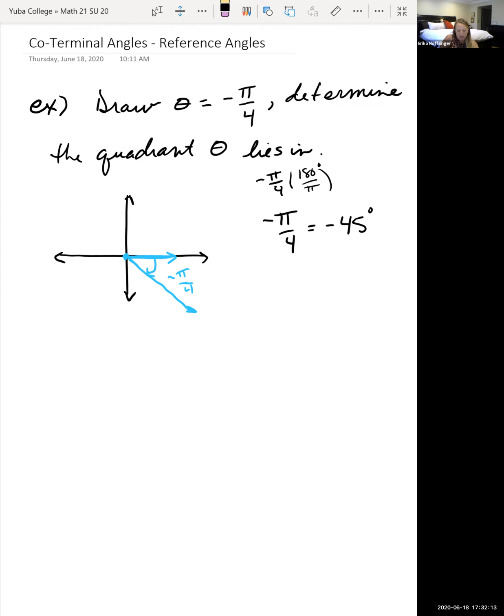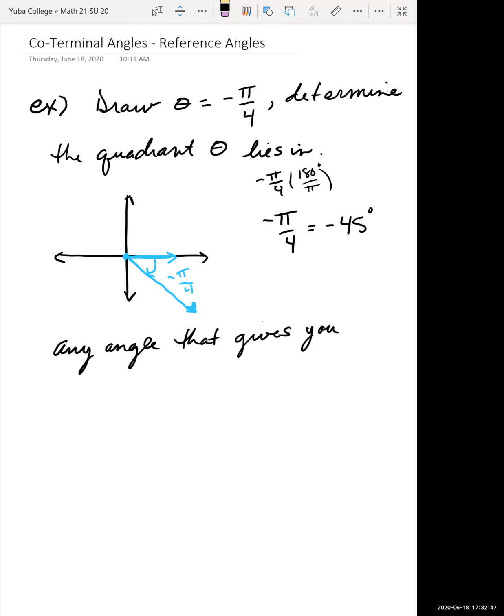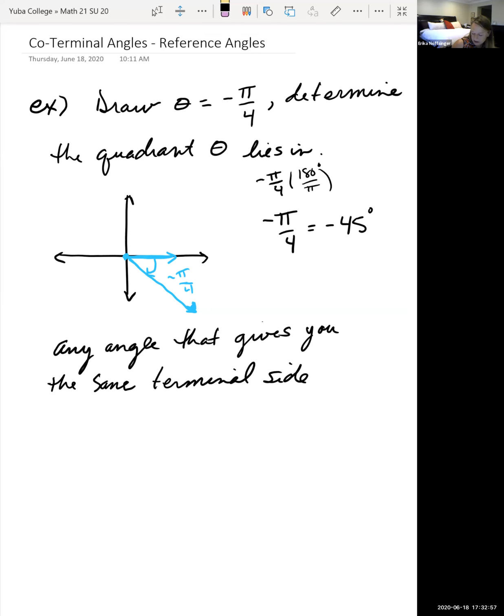There's an infinite number of angles that could get us back to this terminal side that negative pi fourths has gotten us to. Any angle that gives us the same terminal side is called a coterminal angle. So any angles that have the same terminal side are called coterminal angles.